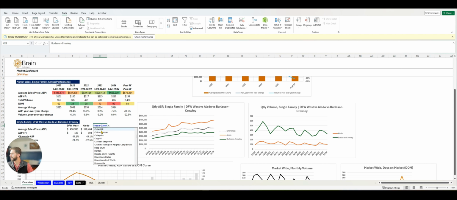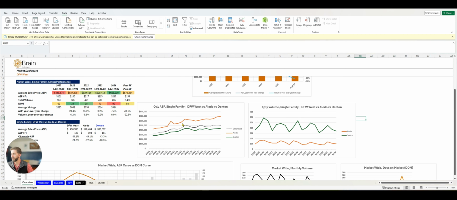And then we can go to Denton. Let's go to Denton real quick. Take a look. Denton, a lot more volume. Not surprising, it's a bigger market. Probably not appropriate to lump Denton into one category because it's so much. But prices in Aledo are pretty good.